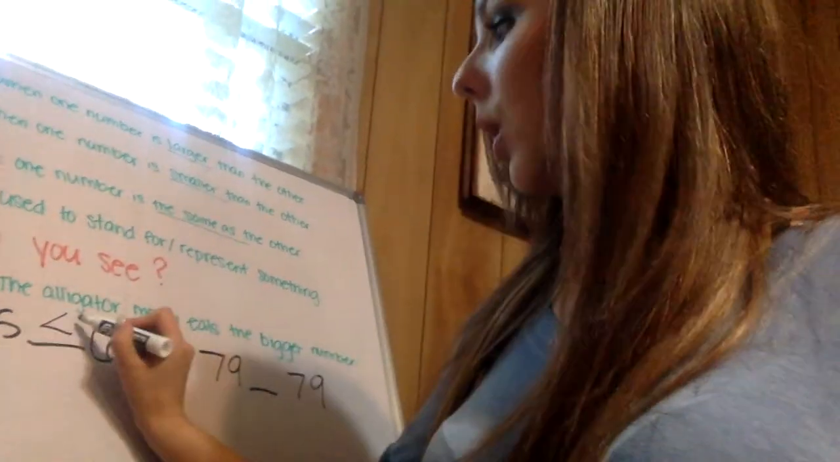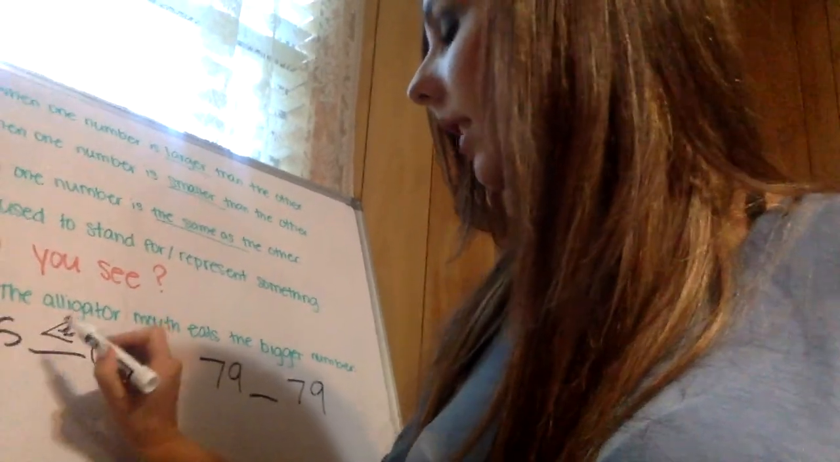Now 55 and 66, if anyone knows which one of those is greater, please raise your hand. Okay, so we've discussed that 66 is the greater number, and the way that I check that would be doing the teeth. So the alligator is eating the 66, not the 55, because it's a greater number. So right here, we have 79 and 79. So that is easy, that's equal to.